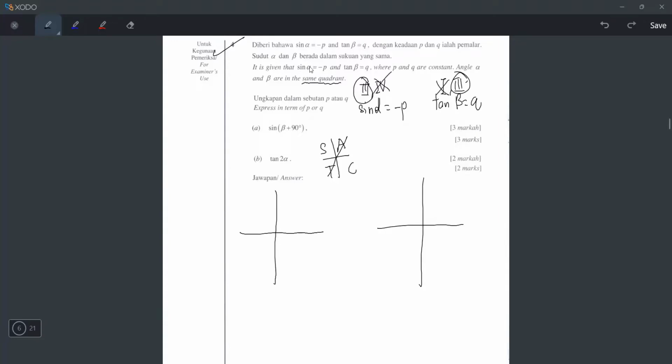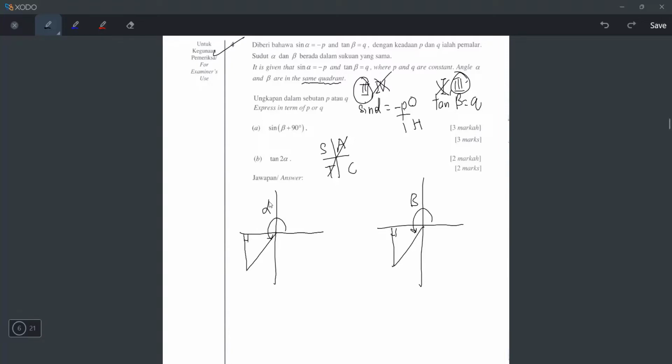It means both alpha and beta are in quadrant 3. You draw towards the x-axis, and this is your real angle alpha, and this is your real angle beta. And of course, you draw a line here, 90 degrees here, 90 degrees here. Now, since you know which quadrant already, you can finally substitute the opposite, adjacent, hypotenuse. Sine alpha is -p, but it's actually -p over 1. Sine is opposite over hypotenuse, so the opposite is p, and the hypotenuse is 1. So where is the opposite?